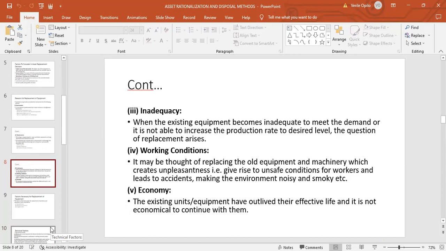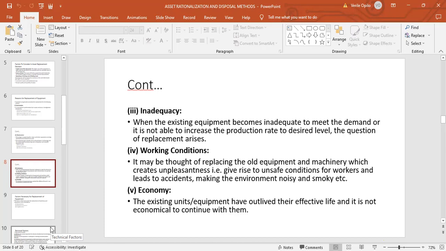Then the other reason a business can consider replacing an asset is when there is inadequacy, that the machine or the equipment has become inadequate such that it cannot meet the demand. It cannot meet the demand for the goods that are required, that it's not able to produce as much goods as expected. So you find that there is always a desired level of production. You talked about the standard level that a machine should be able to produce.